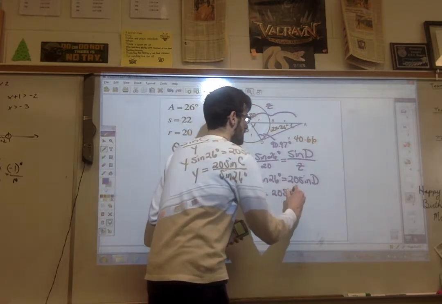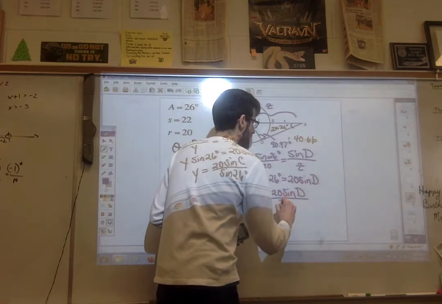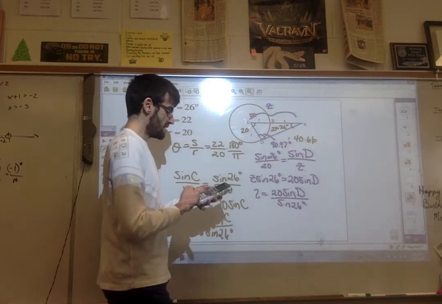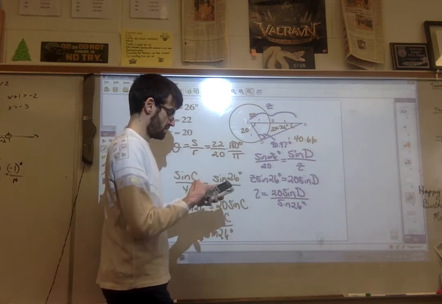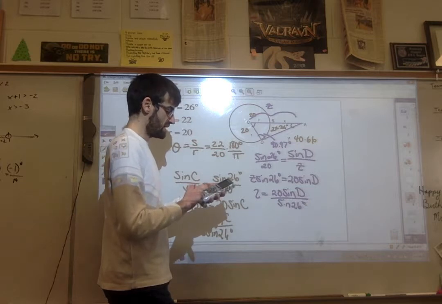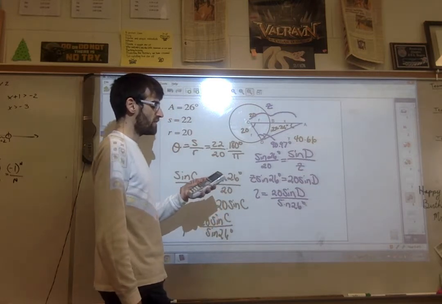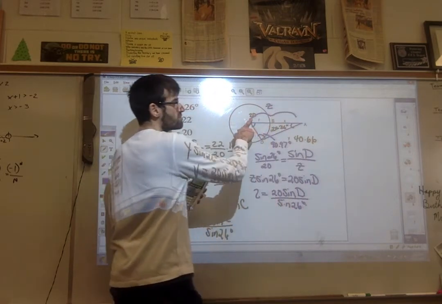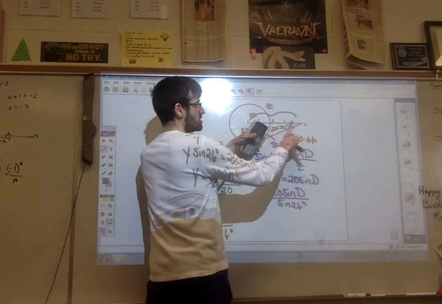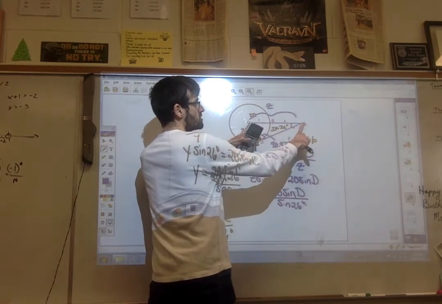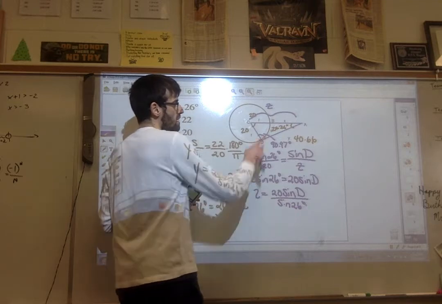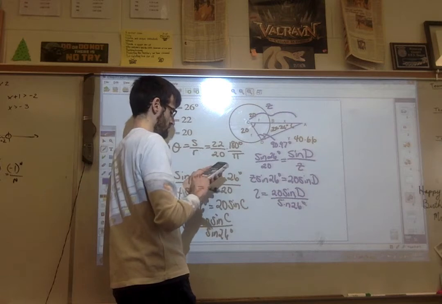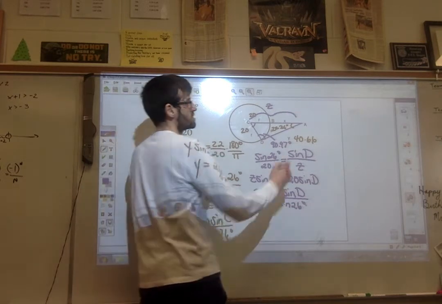So 20 sine of D over the sine of 26. It's going to give you 45.62. But then I'm going to subtract 20 because I was asked to solve for x. I know r was 20, so z equals x plus 20, so that means x equals z minus 20. That's going to give me 25.62.